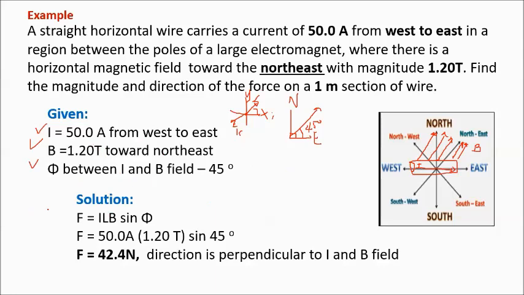So, next thing is to recall the formula and then plug in the given quantities. Then use your calculator and find the magnitude of the force. So, F therefore is 42.4 newtons. And this direction is perpendicular to the I and B field. So, kung ang I is in this direction and B in that direction, so saan ang direction ng force? It is perpendicular to I and B, no?